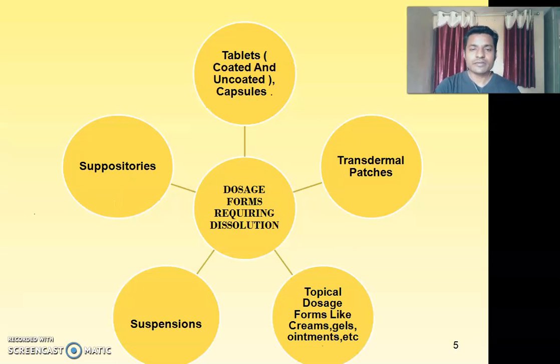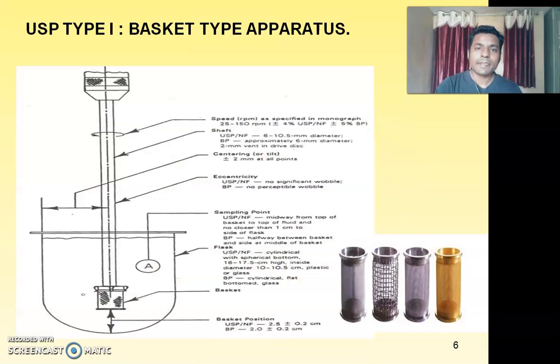Now next, what are the different dosage forms that require dissolution testing, right? First one is a tablet, which may be coated or uncoated, right? Then capsules, then transdermal patches, topical dosage forms like cream, gel, ointments, etc. Then suspension, and the last one is suppository. These are the different formulations which require dissolution testing, right?